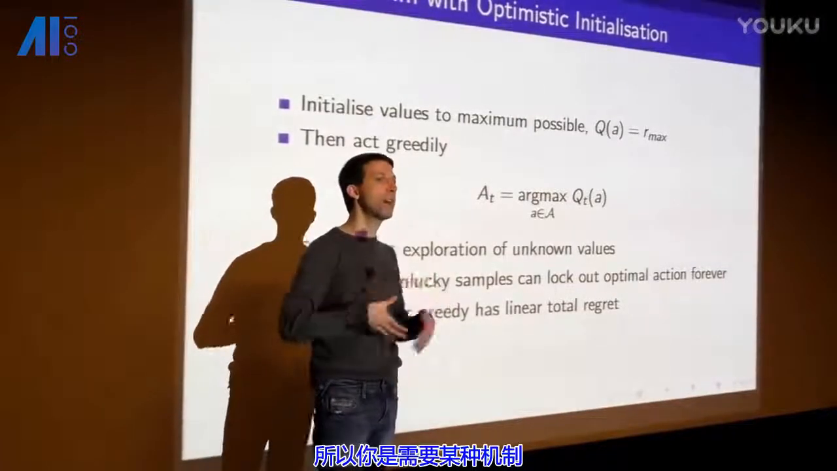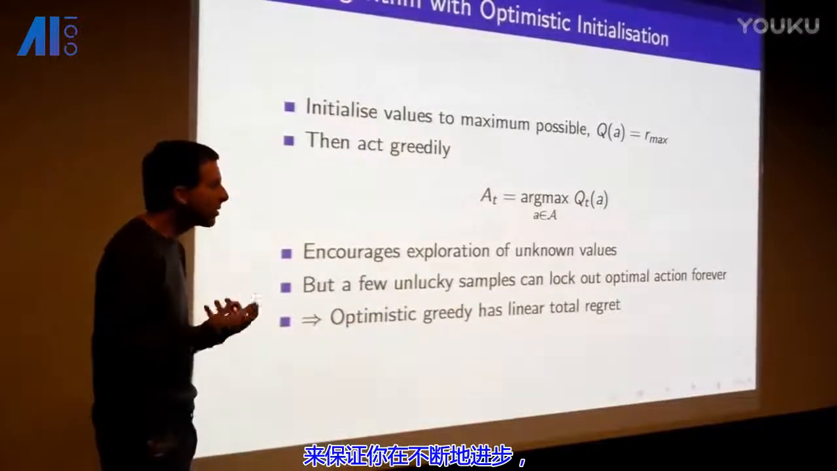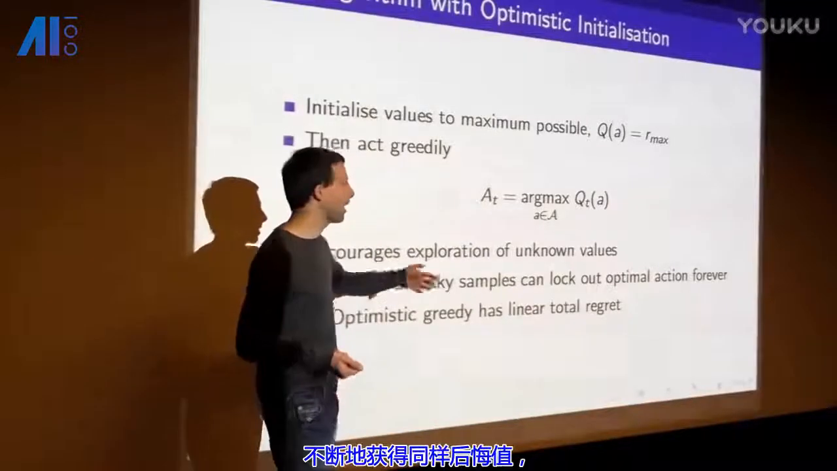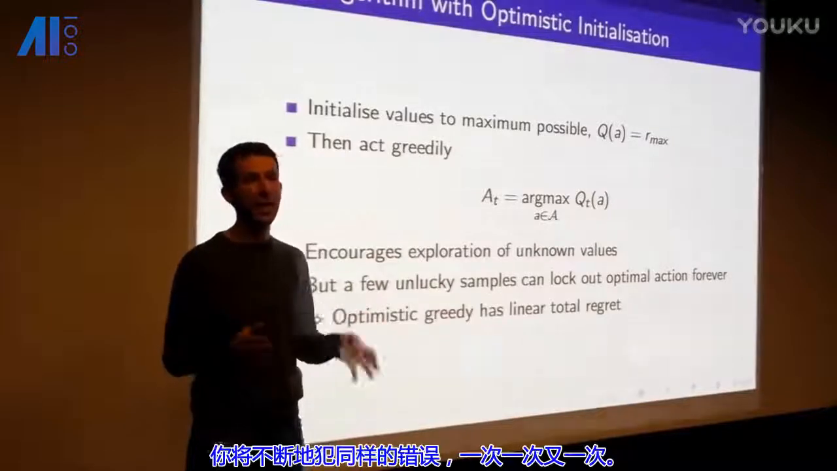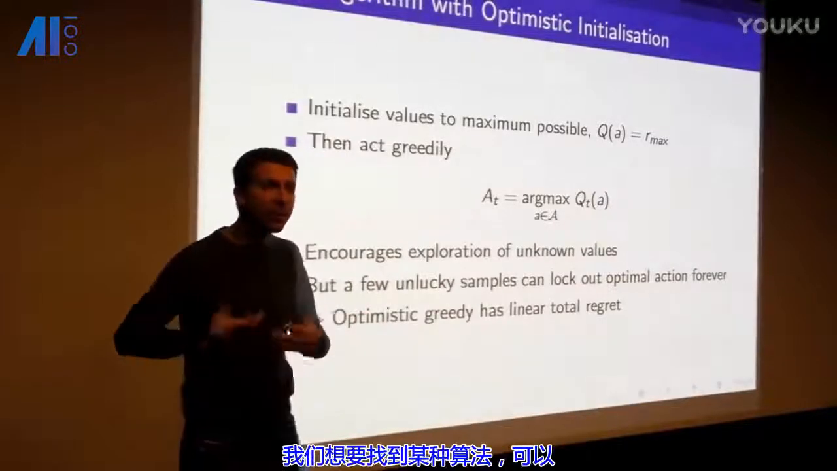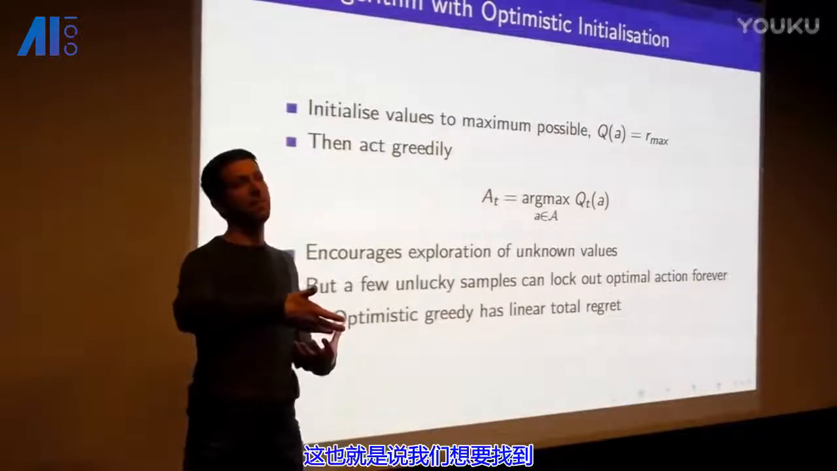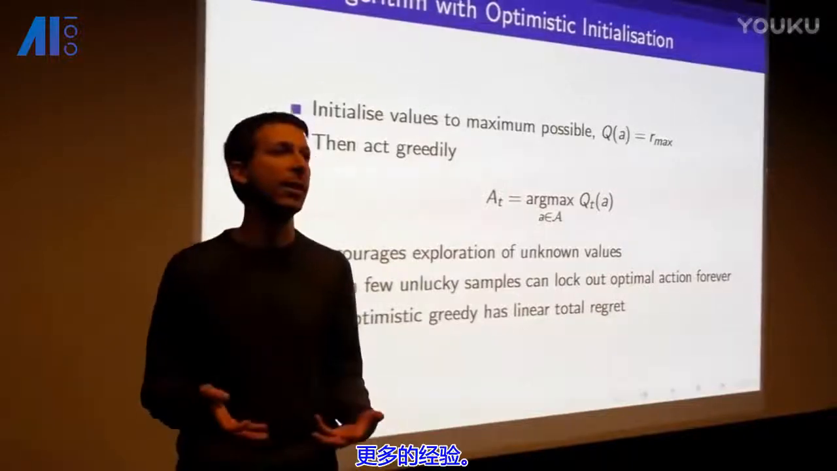So you must have some kind of continued exploration to guarantee that you start doing better. Otherwise, again, you end up incurring the same regret every step. You can lock something out and just make the same mistakes again and again and again. So we want to find algorithms where we make fewer mistakes over time. That's really all this is saying. We want to find algorithms that make fewer mistakes as you get more experience.